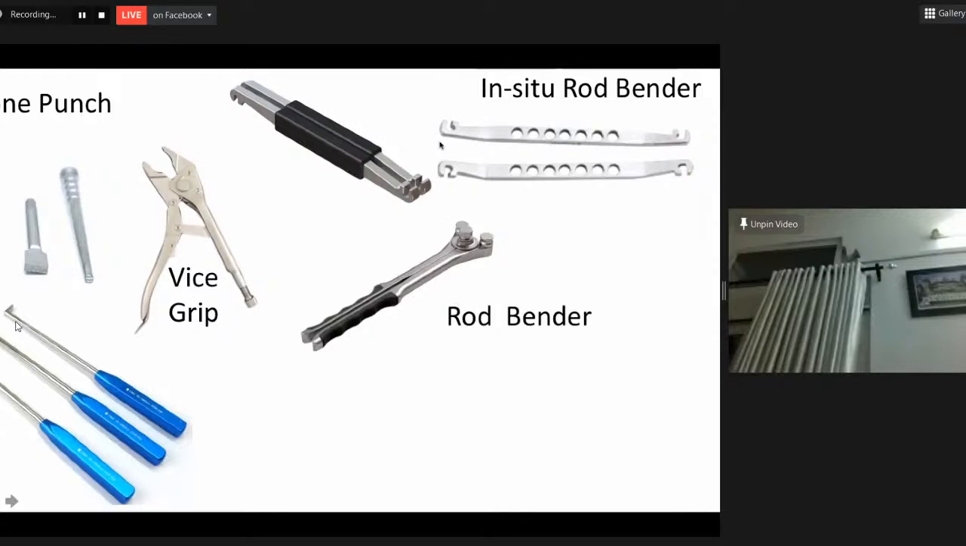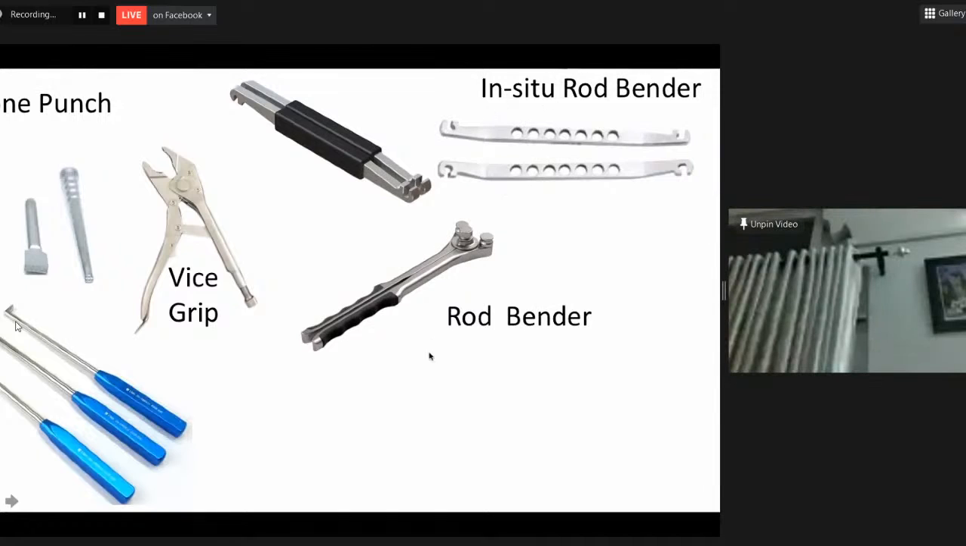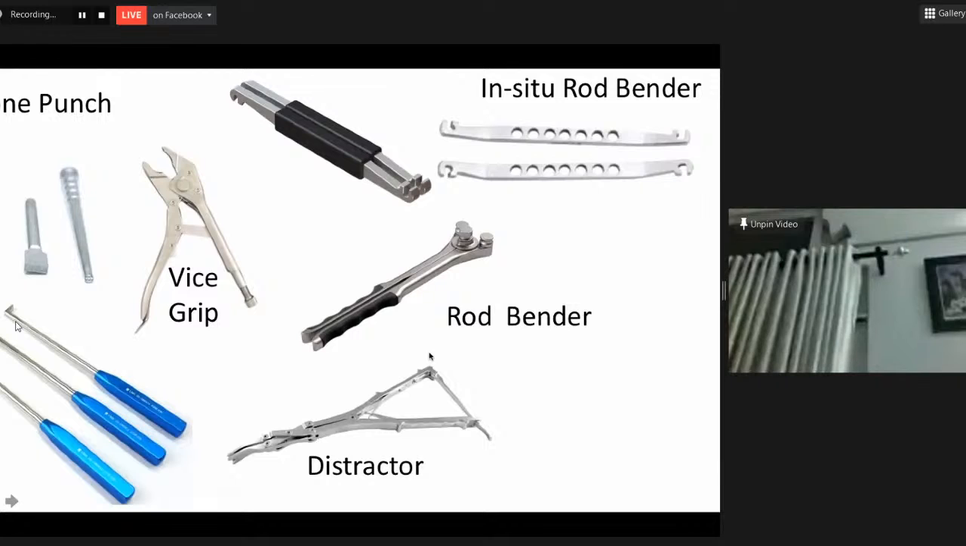Now here, when you have already fixed the rod over the screw, you don't want to take it out and rebend it. Inside, then only you can bend it, and that's why it is known as the in situ rod bender. And sometimes you require to locally distract or compress. So this is the distractor and this one is the compressor. So between 2 screws you can distract or compress.